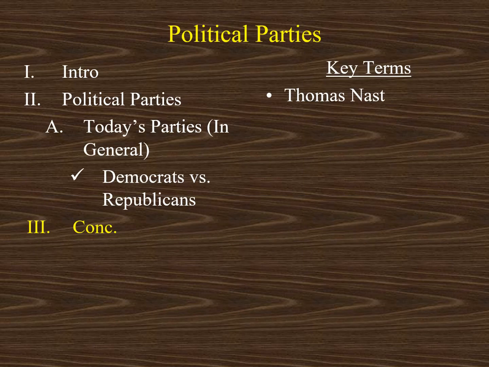So, those are several issues that divide Democrats and Republicans. I've got a few concluding remarks next.